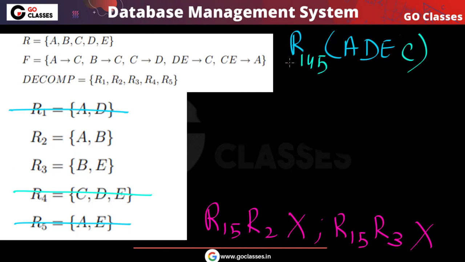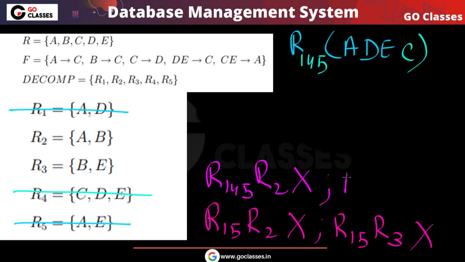Now let us check it out. Can I combine this R145 with R2 or not? The common set of attributes is only A; A cannot determine E and A cannot determine B. So I cannot combine them, because the common set of attributes is A, and this is not a super key in both of them. So I cannot do this.